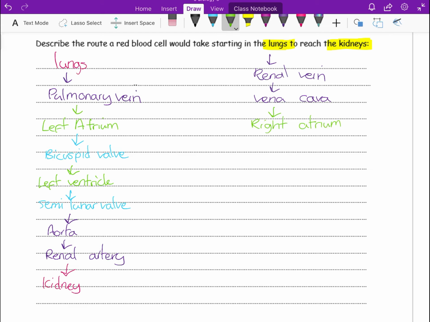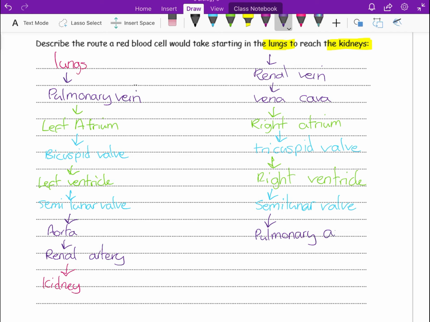Blood will enter into the heart into the right atrium. Right atrium will then contract, forcing the blood through, this time the tricuspid valve, into the right ventricle. Right ventricle will contract, forcing the blood through the semilunar valve. That blood is then pumped into the pulmonary artery, pulmonary again because it's a blood vessel associated with the lungs, artery because it's taking blood away from the heart. And then finally we would see blood being returned to the lungs. So we can see there that we've got a complete circuit of blood between the lungs and the kidneys and back again.